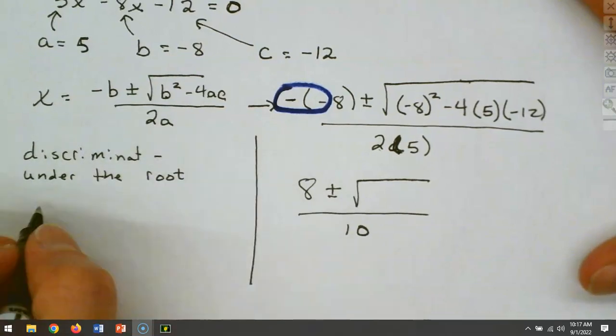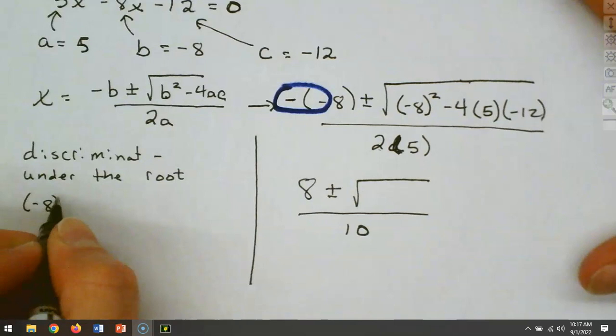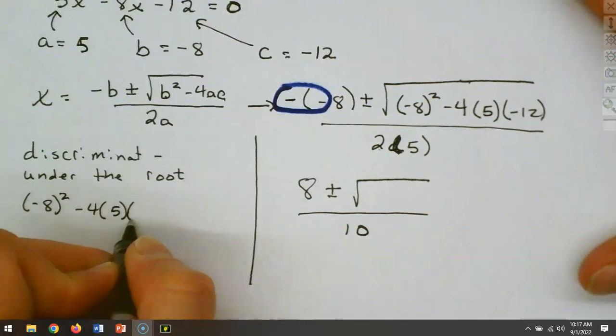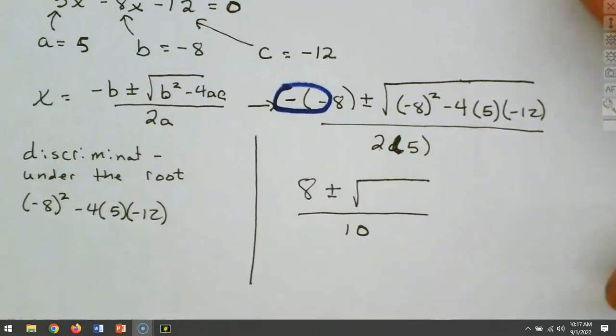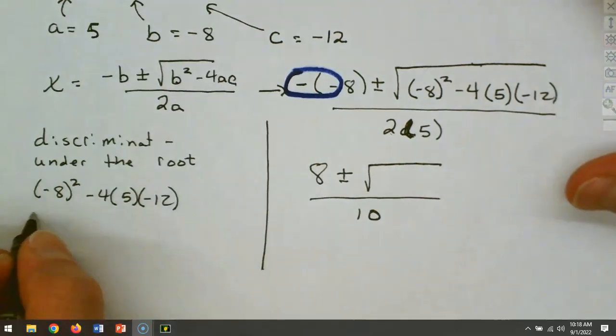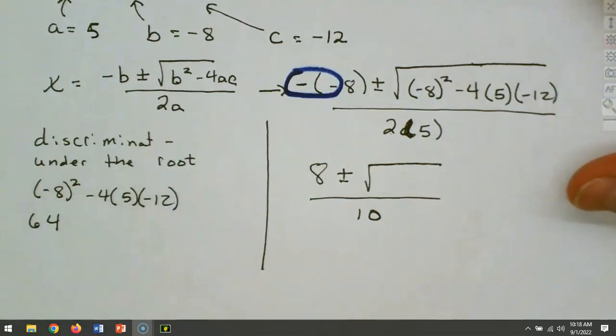So what is underneath our root? Negative 8 squared minus 4 times 5 times a negative 12. Here's where students make mistakes with the signs. When we square a negative 8, what does it become? A positive or a negative 64? Positive 64, right? Because we have parentheses around the negative. When you square a negative number, it becomes a positive.